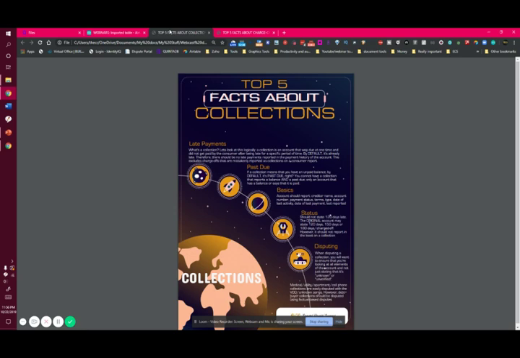So let's just take a step back. What did that just mean? A collection means that they're saying you owed them something and did not pay. So it's showing a balance.